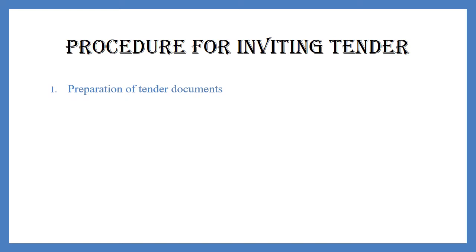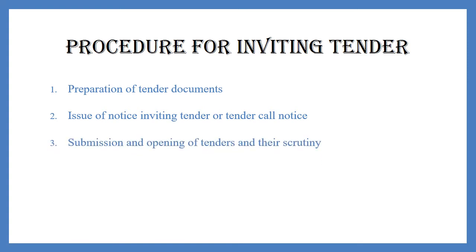The first step is preparation of tender documents. In the last video we have covered what all are the documents to be included in a tender document. The second step is the issue of notice inviting tender or tender call notice. The third step is submission and opening of tenders under scrutiny. Fourth step, acceptance of tender and award of contract. So these are the processes involved in tendering.